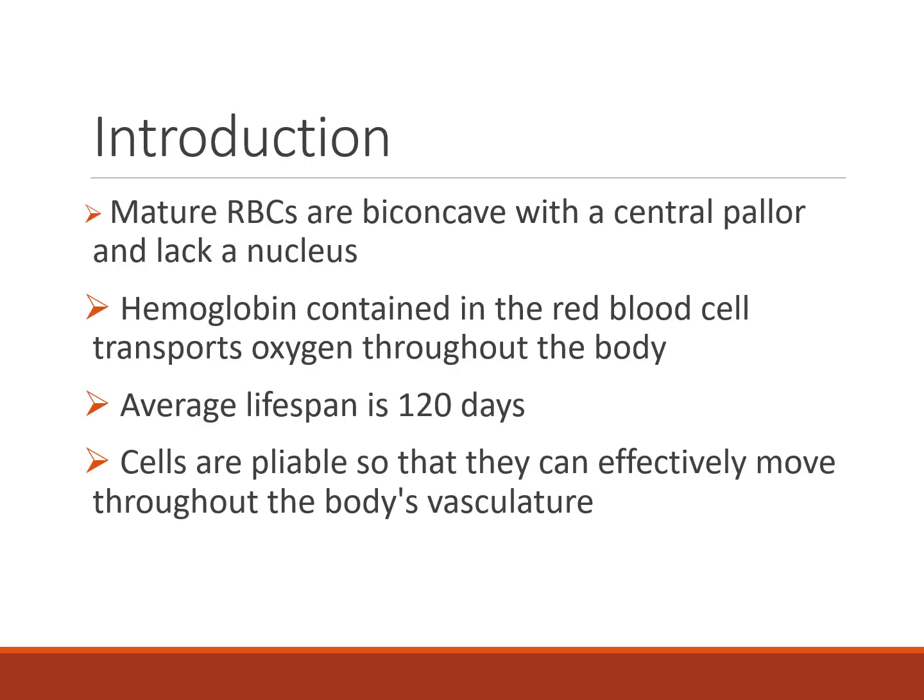So again, just a reminder, our mature red blood cells are biconcave with a central pallor and they lack a nucleus. Hemoglobin contained in the red cell transports oxygen throughout the body, and the average lifespan for a red blood cell is 120 days. Cells are pliable, aka deformable, so that they can effectively move throughout the body's vasculature. Remember, the two most important characteristics for red cells are permeability and deformability.